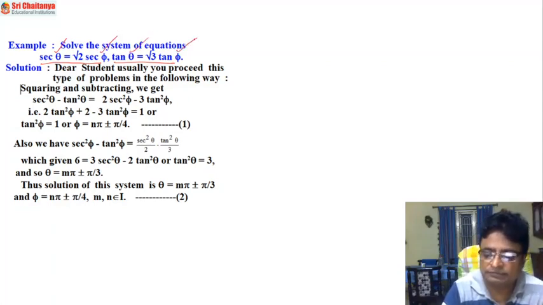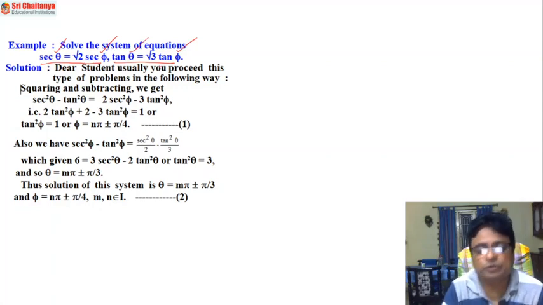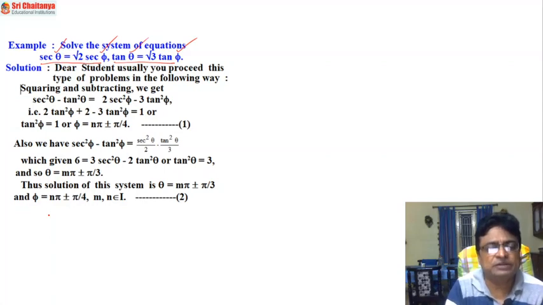Theta and phi. How many equations are there? Two equations. How many unknowns are there? Two unknowns. So what I told just now: eliminate first any one of the variables and solve for the remaining one, and with the help of that, solve the next one. So what I am doing now is eliminating theta from both the equations.